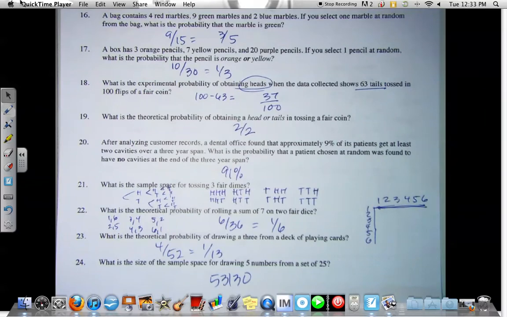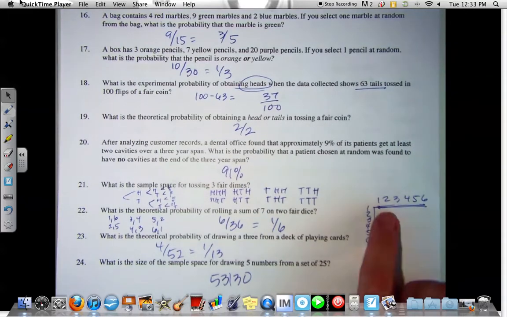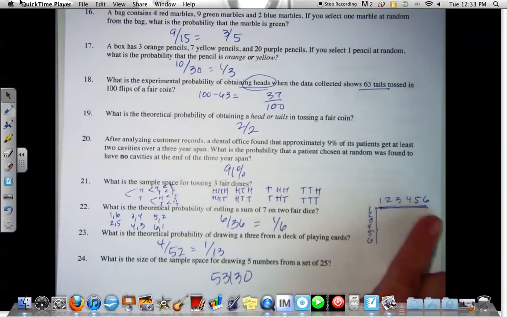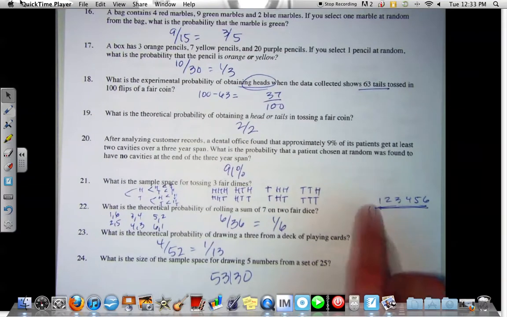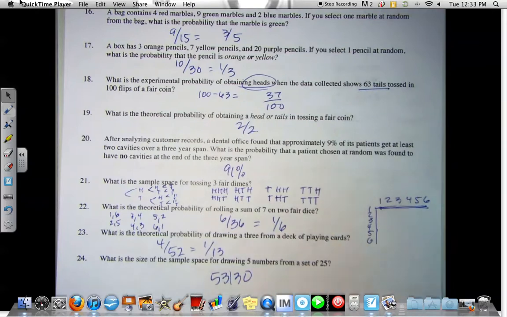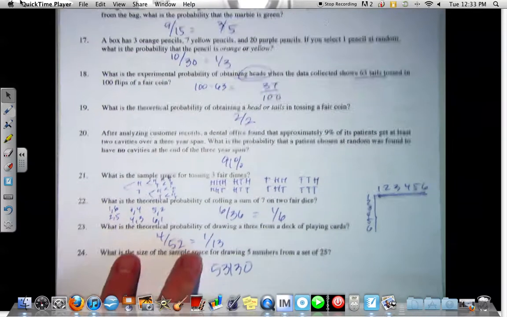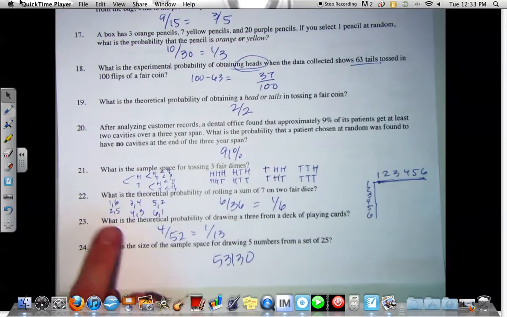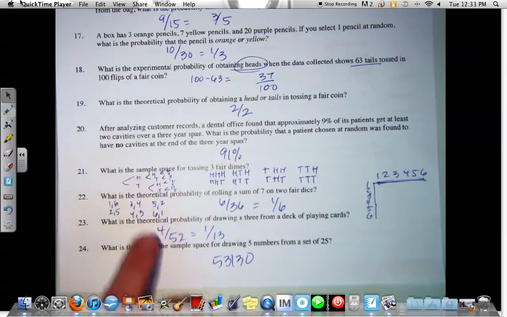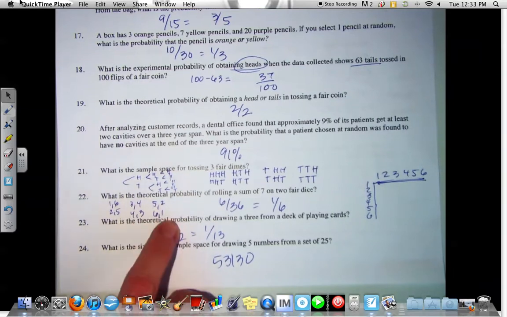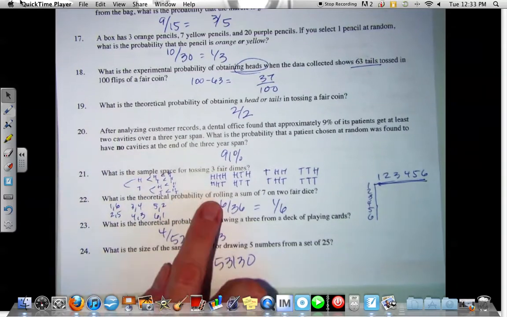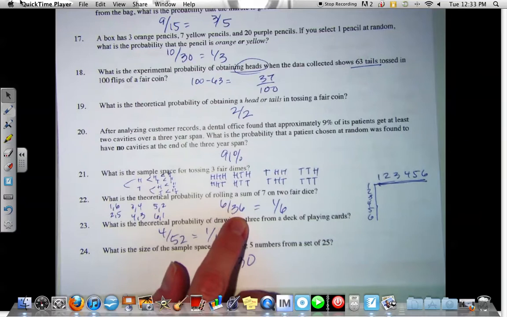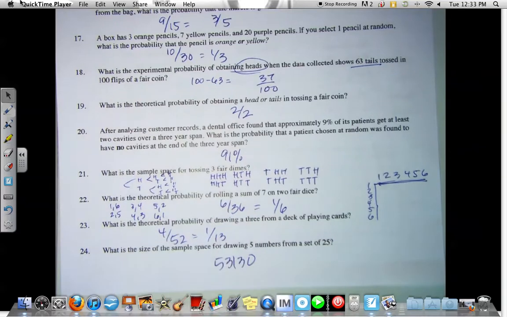All right. Theoretical probability of rolling a sum of 7 on 2 fair dice. So when you have 2 dice, the first die gives you options 1 through 6. Second die gives you options 1 through 6. So you have a total of 36 in your sample space. The ways that you can get a 7: 1 and 6, 2 and 5, 3 and 4, 4 and 3, 5 and 2, 6 and 1. So it occurs 6 out of the 36 possible outcomes, which reduces to 1/6.